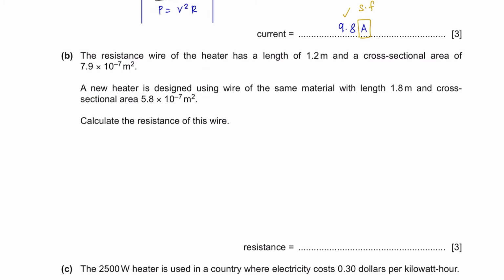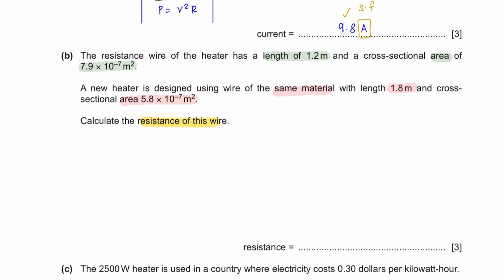Question B. The resistance wire of the heater has a length of 1.2 meters and a cross-sectional area of 7.9 times 10 to the power of negative 7 meters square. A new heater is designed using wire of the same material with length 1.8 meters and cross-sectional area of 5.8 times 10 to the power of negative 7 meters square. Calculate the resistance of this wire.